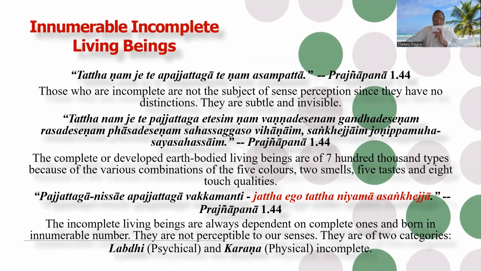Now we see that it is said that if there is one complete living being, then with the support of that complete living being, there are innumerable incomplete living beings in the world. So incomplete living beings are innumerable in comparison to complete living beings, and they are always developed or grow with the support of some complete living beings.